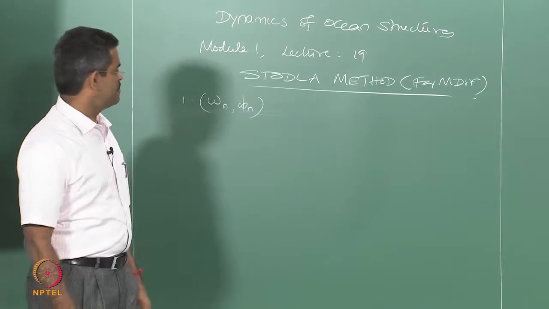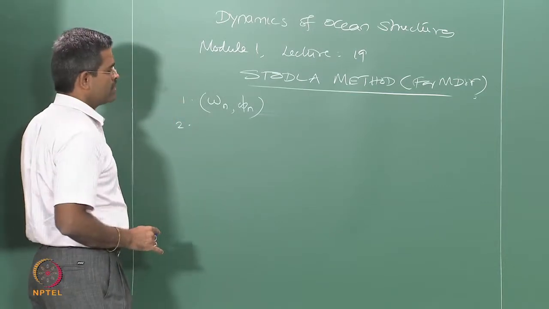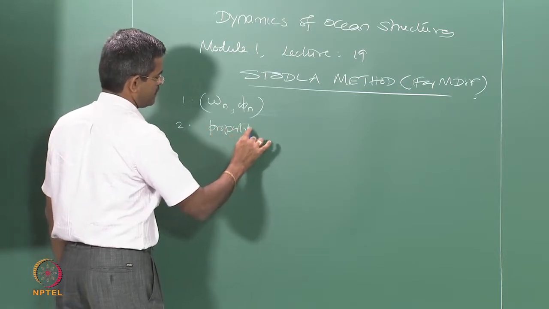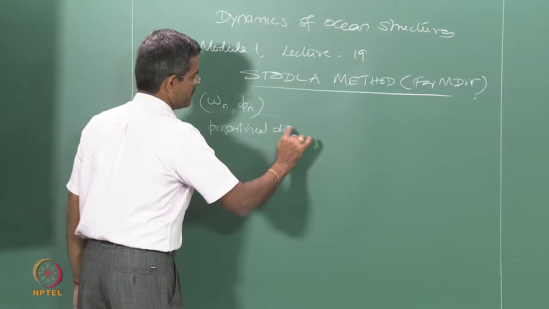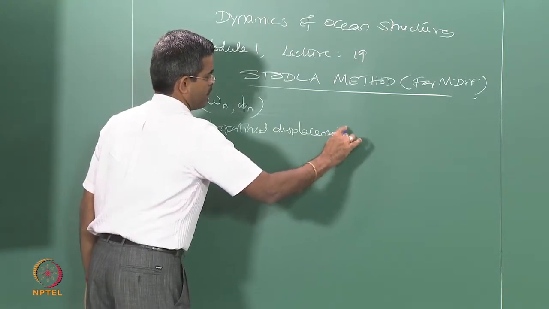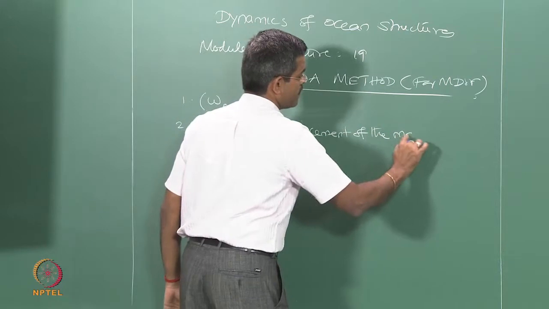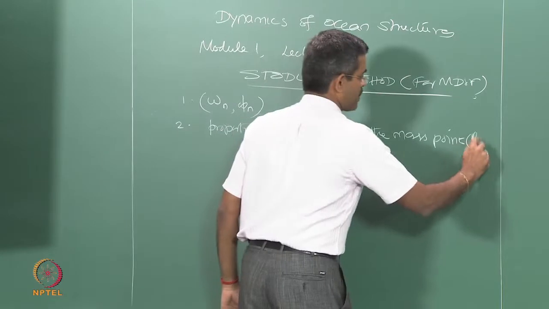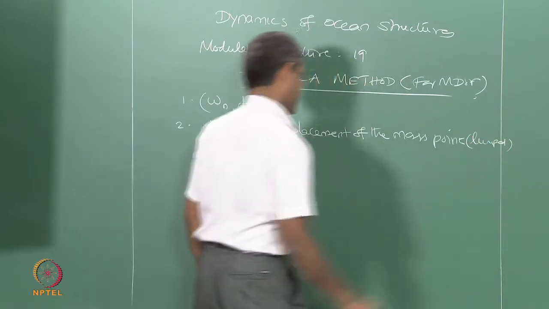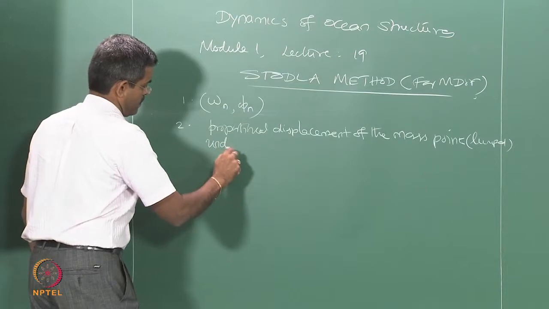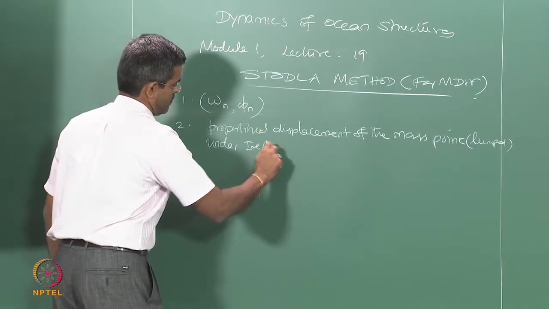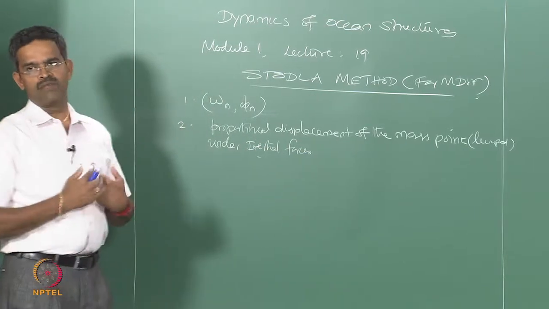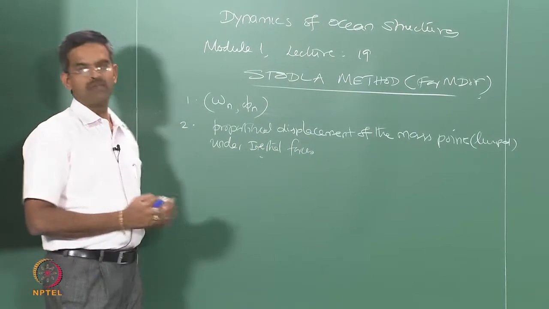This method has concept based on the proportional displacement of the mass points. In fact, to be very specific, we can say of the lumped mass points under inertial forces. So, you have to assume a proportion of displacement between the mass points and try to converge it.